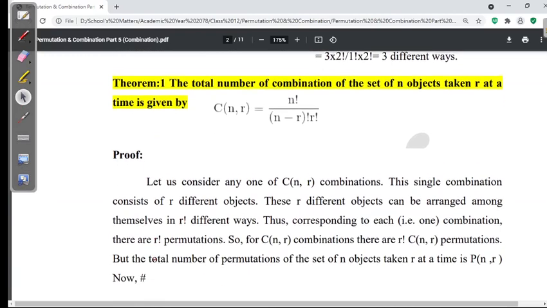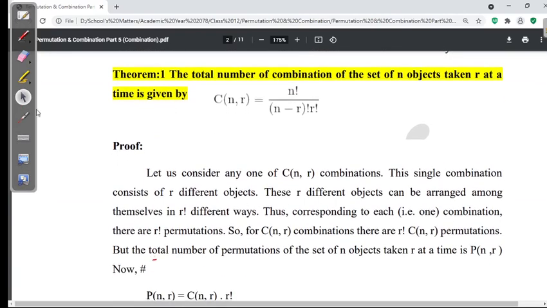Now we have to discuss the formula, dear students. One theorem is that the total number of combinations of a set of n objects taken r at a time is given by nCr = n! / ((n − r)! × r!). This is an HSEB question. Okay, you have to prove this.